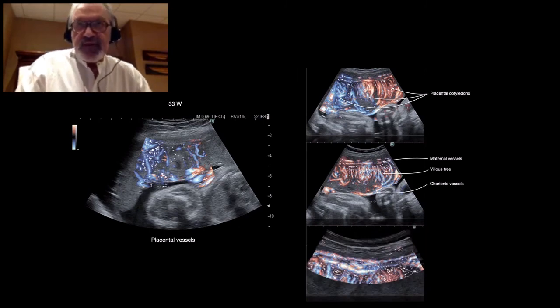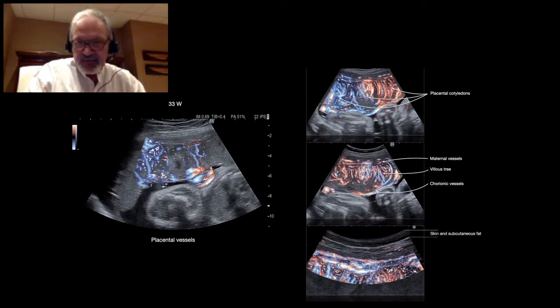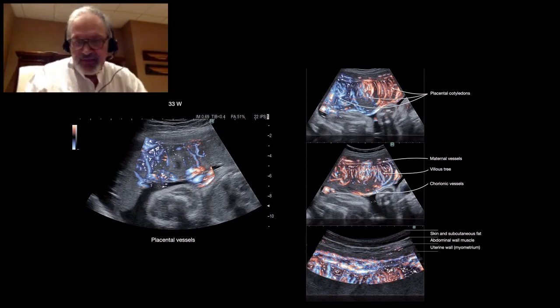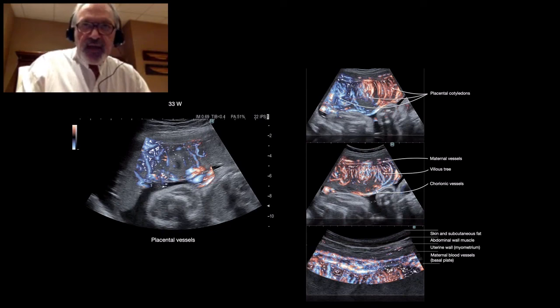By magnifying more, we can recognize the different layers as here, the skin and subcutaneous fat, and abdominal wall muscle, and now uterine wall, myometrium, and just under we have maternal blood vessel on the basal plate. You can imagine that the ability to more easily distinguish the border between placenta and myometrium could be very useful in case of suspected placenta accreta.